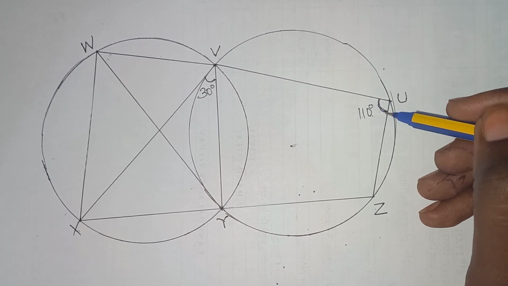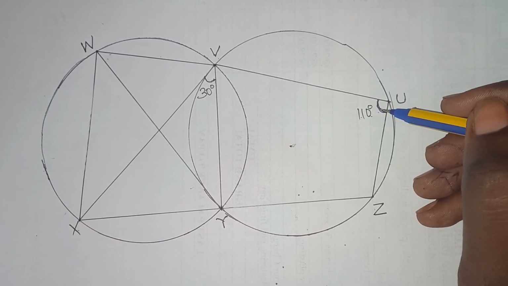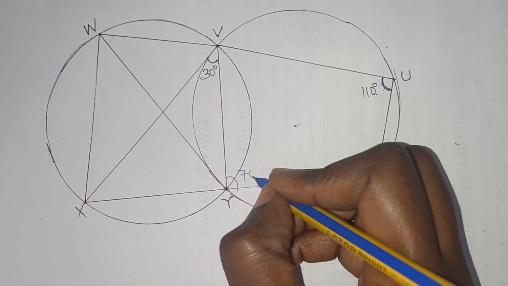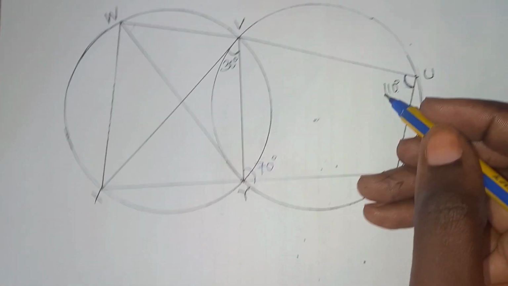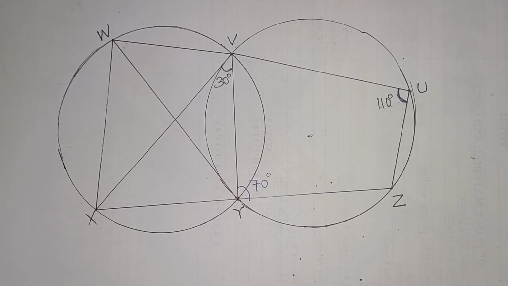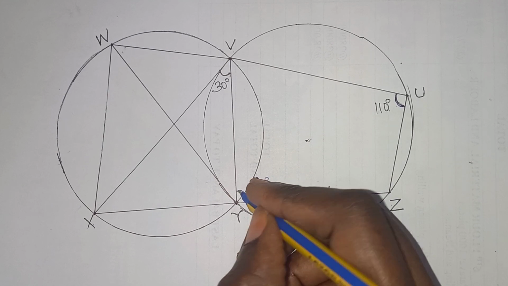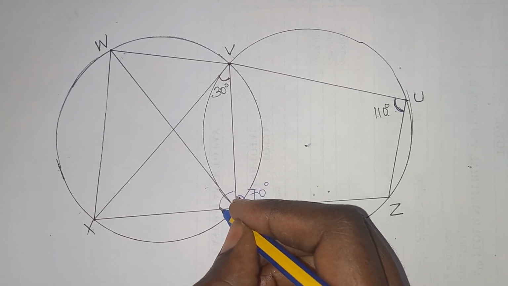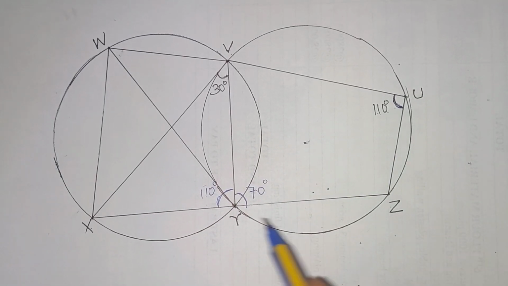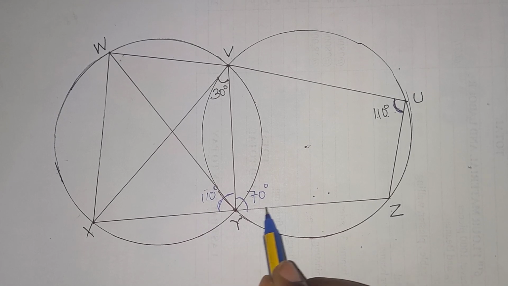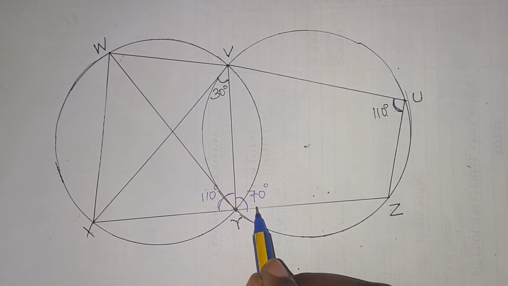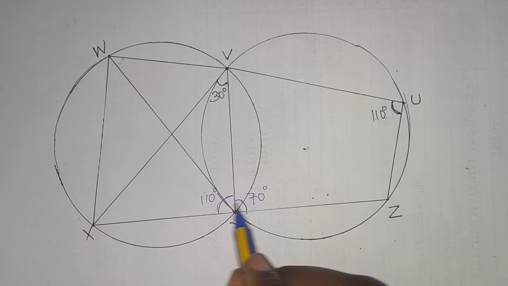So if this is 110, then here will be 70 degrees, because you know that opposite angles of a cyclic quadrilateral add up to 180 degrees. So after calculating this angle here, we can also get this angle. The whole of this angle here is 110 also, because these are angles in a straight line, and you know that angles in a straight line add up to 180 degrees.